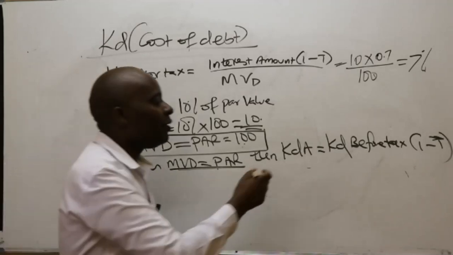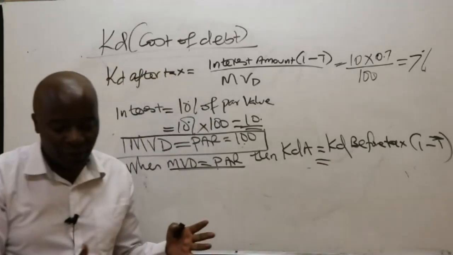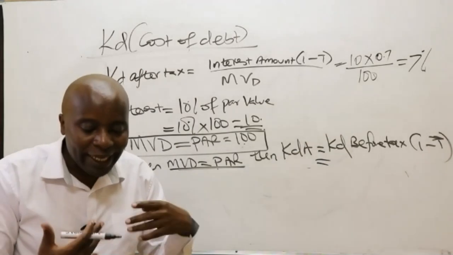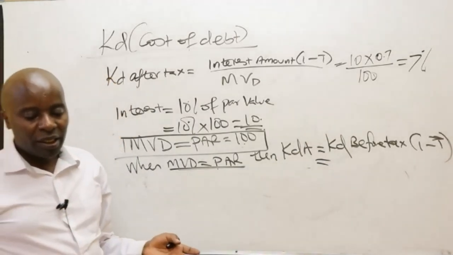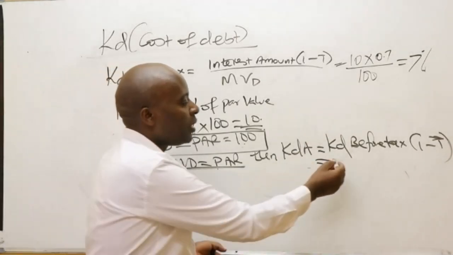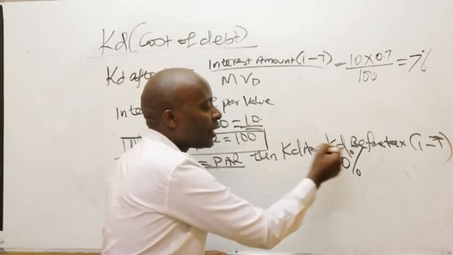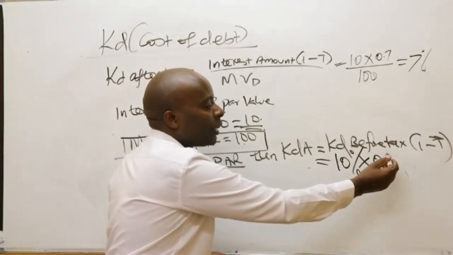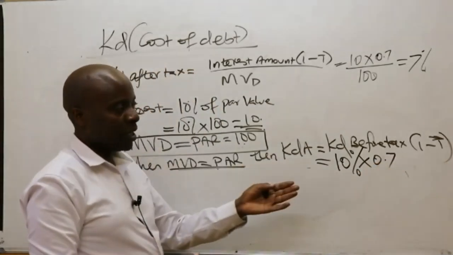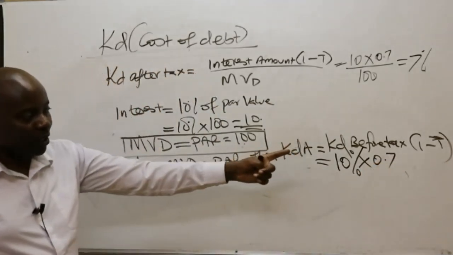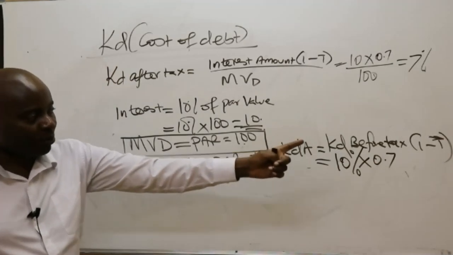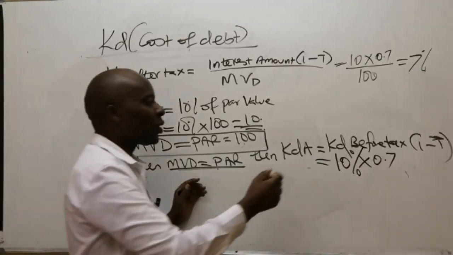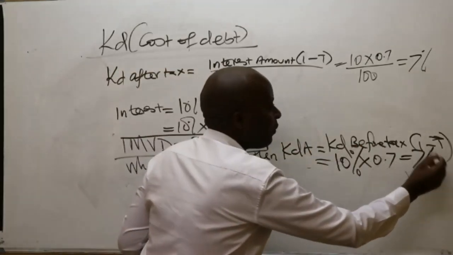Then the KD before tax. What is the cost of debt before taxation? The cost of debt before tax is equal to the rate of interest, which is 10%. 1 minus tax, we know that is 0.7, because tax is 0.3, so 1 minus 0.3 is 0.7. 10% times 0.7 from your calculators will give us 7%.